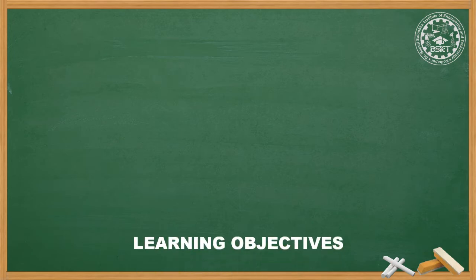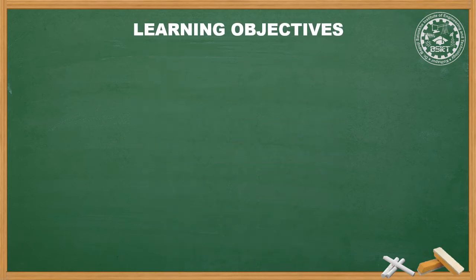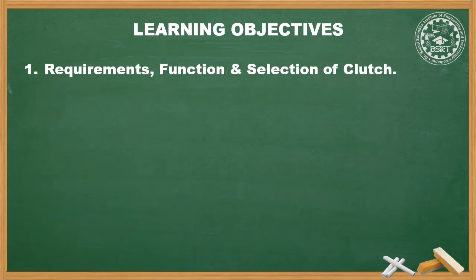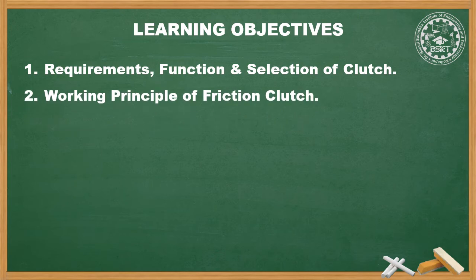The learning objectives for today's session are: number 1, requirements, function and selection of clutch. Starting with clutch, we will be seeing requirements, function and selection of clutch in today's session, and the working principle of a friction clutch. The working principle on which the friction clutch works will be studied in today's session.